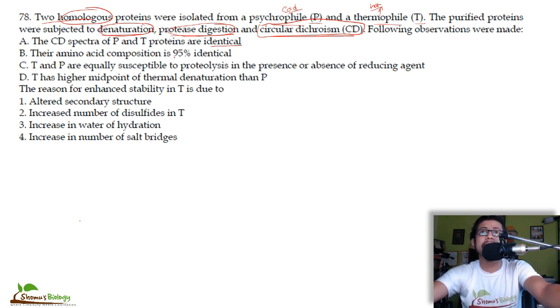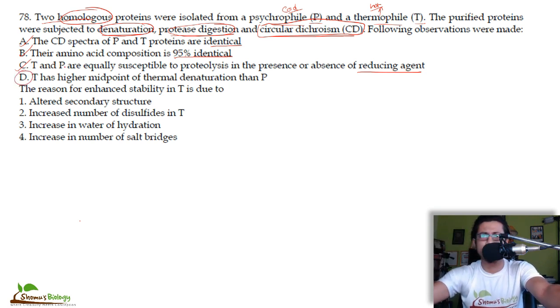The question says that among these statements, these are true statements that we got. These are experimental data. The CD spectra for both P and T are identical, and why not? Because homologous proteins, their amino acid composition is 95% identical. That's also fine. T and P are equally susceptible to proteolysis in the presence or absence of reducing agents. Fine. T has a higher midpoint of thermal denaturation than P. This is the last thing, and it is the unique one.